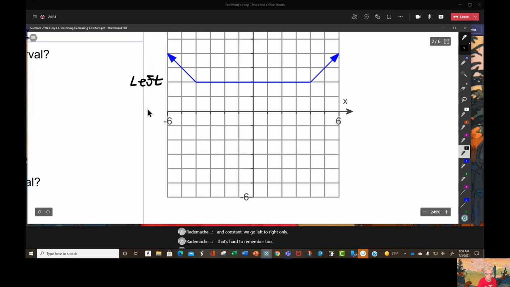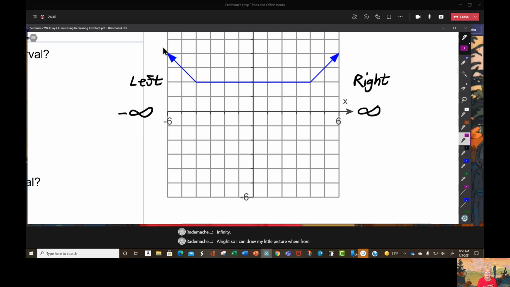Left, infinity. To right, whoop, negative infinity, duh. To right, infinity. All right, so I can draw my little picture where from left to right, the graph is going down, down, down. From left to right, the graph is flat, flat, flat.